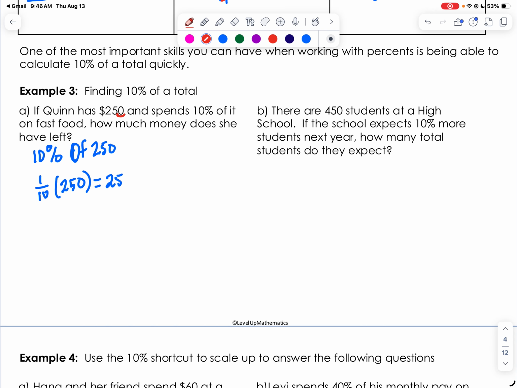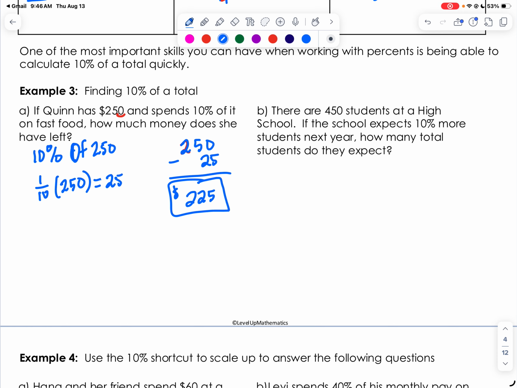So the question doesn't say how much did she spend. It says how much money did she have left over. So if she had $250 and then she spent 10% of that, which was 25, how much would she have left over? So $250 minus $25 is $225. That's what she'd have left over.